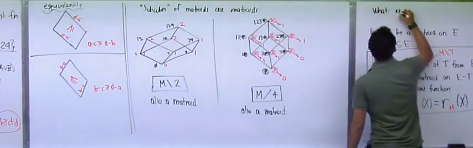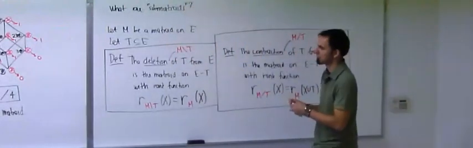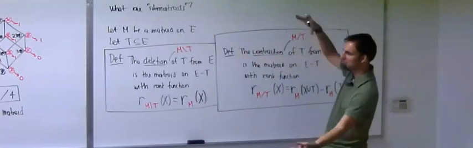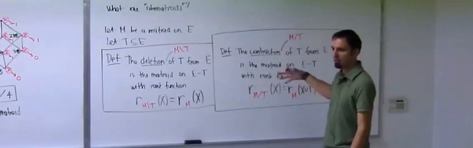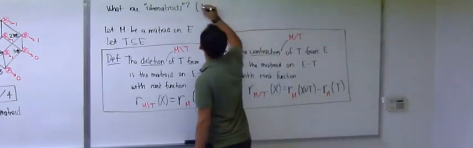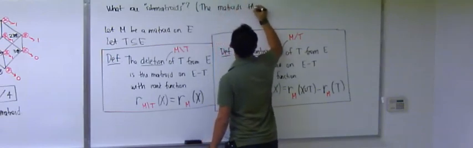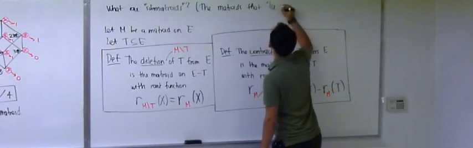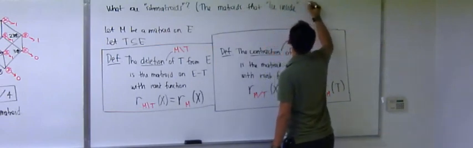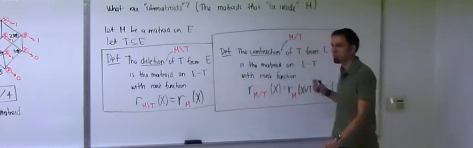What are submatroids? In other words, what are the matroids that are living inside a matroid? Okay. I just showed you this big picture over there is a matroid, and these are some of the matroids that live in there. The matroids that live inside your matroid. Well, the deletions live inside the matroid, the contractions live inside the matroid.